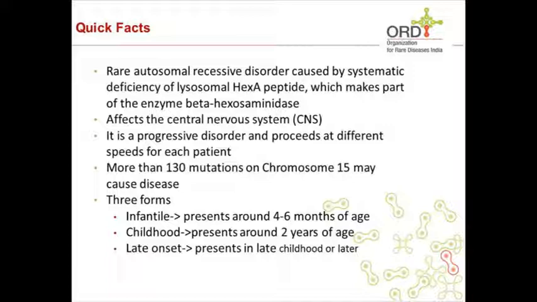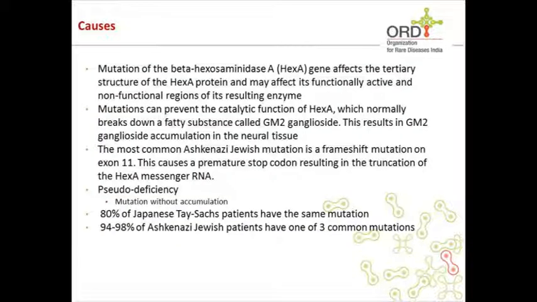Each patient's disease progresses at different speeds and can be caused by one of more than 130 mutations on chromosome 15. These mutations cause a deficiency of the hex A peptide in the lysosomes of cells. A breakdown in the functionality of the hex A enzyme is the cause of Tay Sachs disease. It is found on chromosome 15 and disrupts the ability of hex A to hydrolyze a necessary lipid found in high concentrations in neuronal cells. This is why the brain and central nervous system are the most affected system in Tay Sachs disease patients.